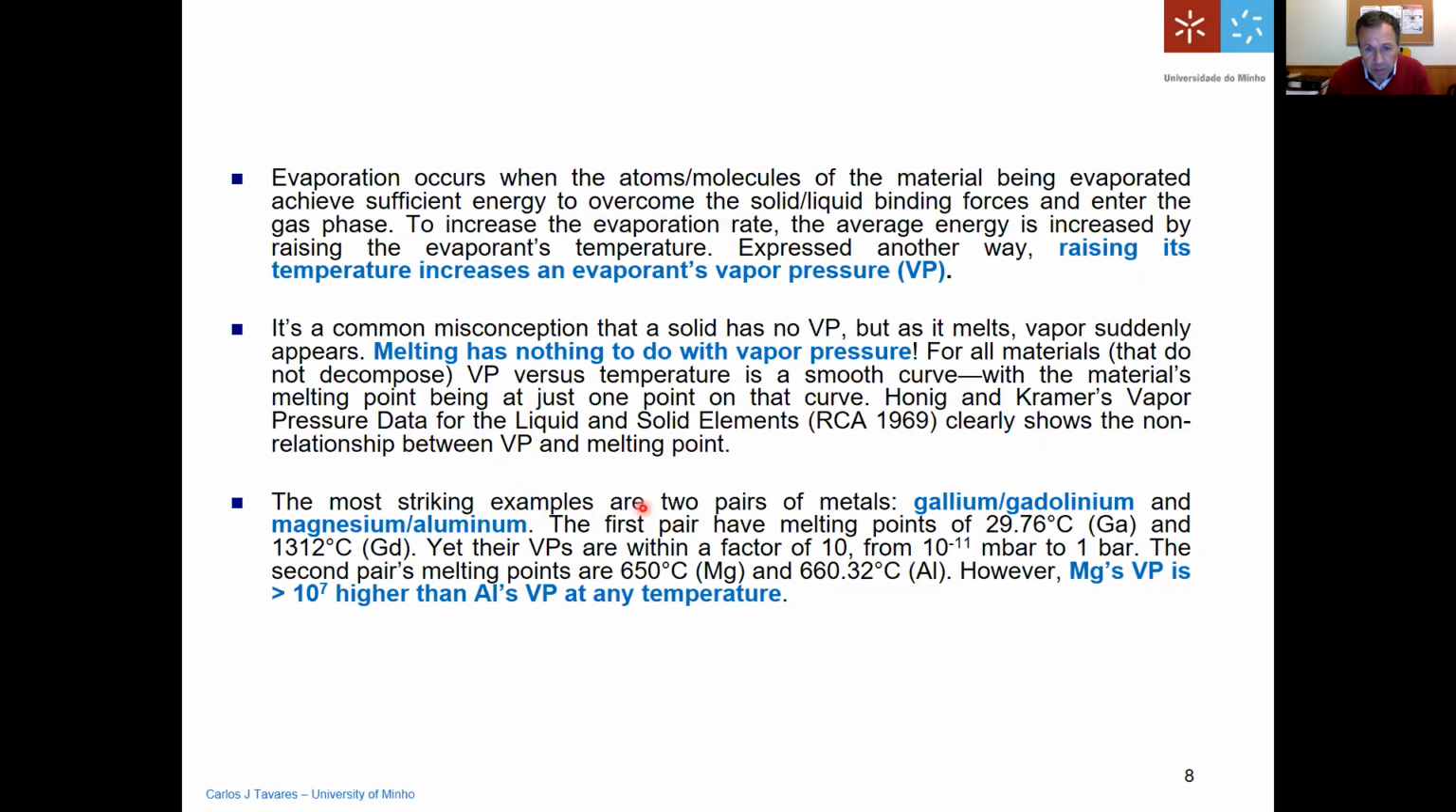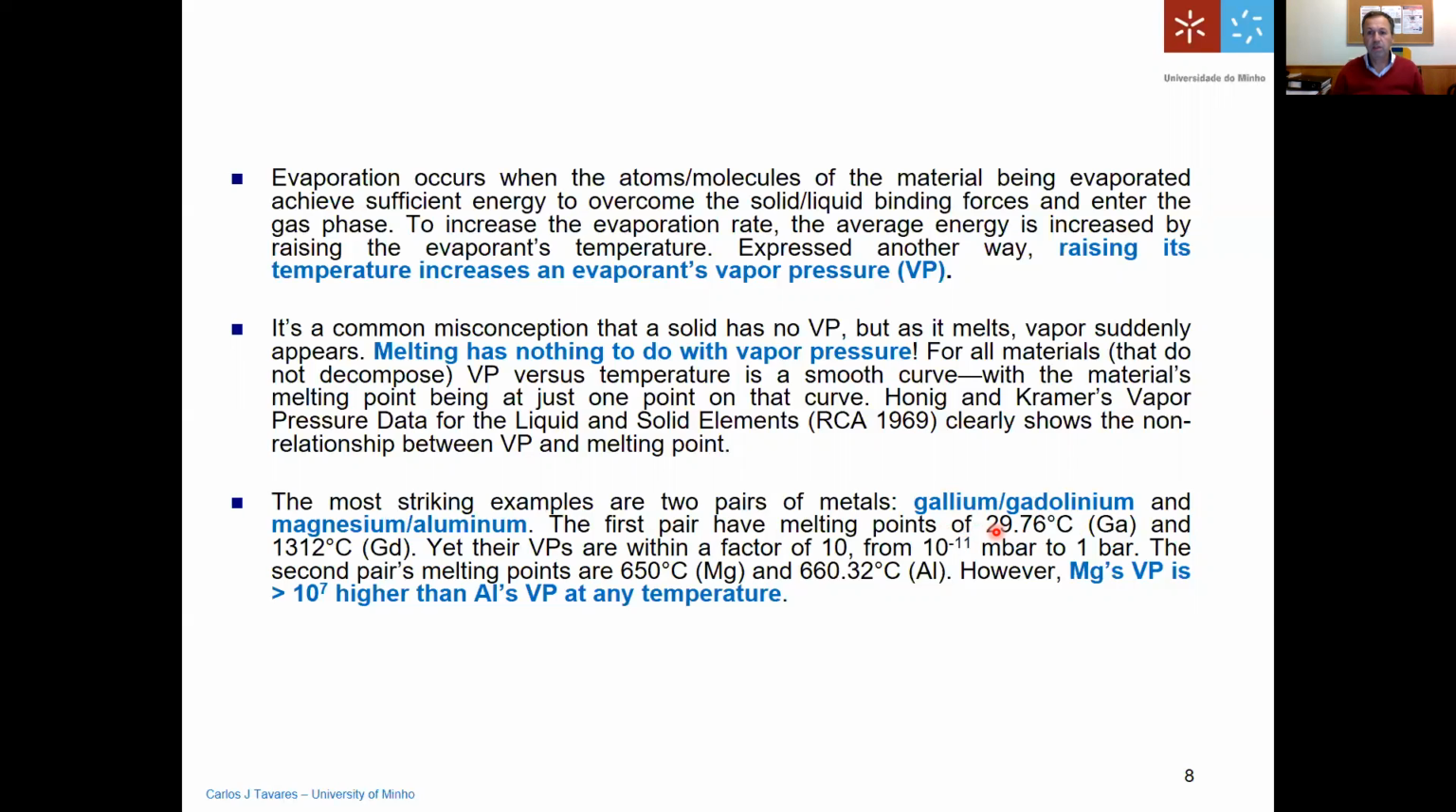So the most striking examples are two pairs of metals. For example, gallium and gadolinium, and also magnesium and aluminum. So the first pair, if you look at gallium and gadolinium, you have to know that gallium actually melts just above room temperature, at around 30 degrees C. Gallium melts and starts to evaporate.